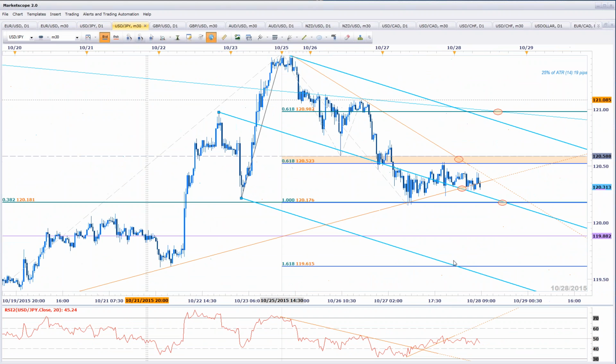On the short side, if we do get some nice triggers or if we do break sub 120.17, you're looking for the 2015 open, like I said, at 119.88, and then a 161.8 extension would take it down to 119.60.